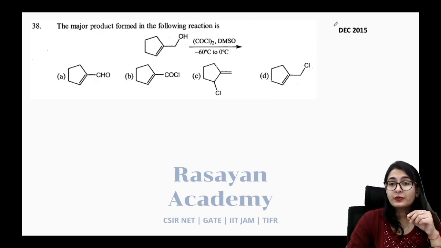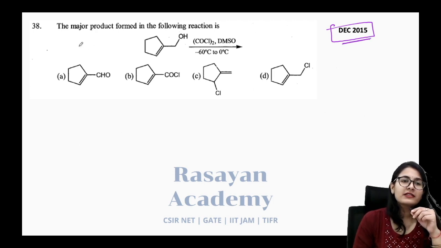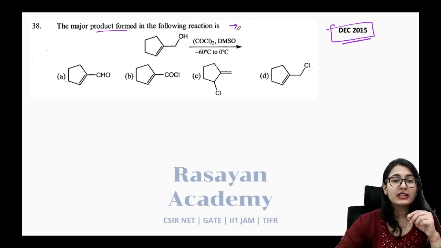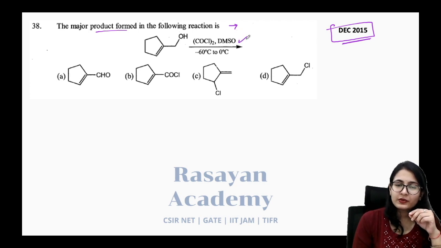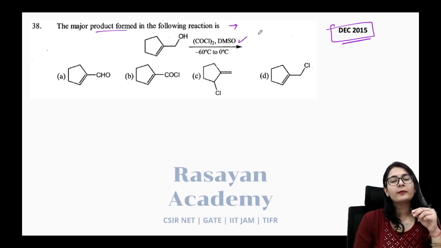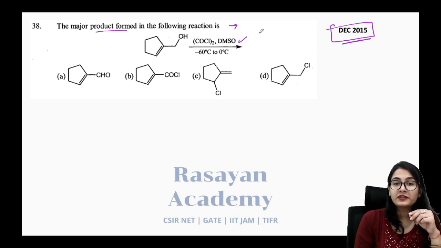Now moving onward to December 2015. Very nice questions we have seen in this paper. The major product formed in the following reaction is. So you see the first question. Now, just by looking at the combination DMSO and COCl2, oxalyl chloride, you might be thinking about the Swern oxidation. But let's see, are we doing oxidation or something else?